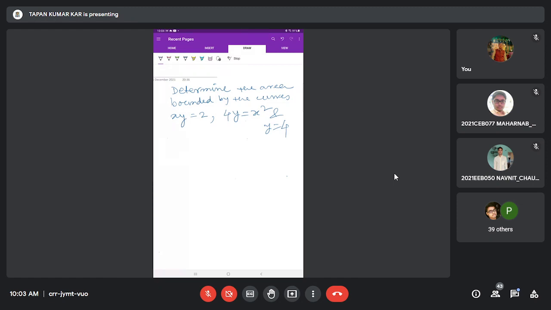Determine the area bounded by the curves xy equal to 2, 4y equal to x square and y equal to 4. xy equal to 2, you know that it is a rectangular hyperbola. So first you have to draw the picture, then from the picture you have to evaluate this one.